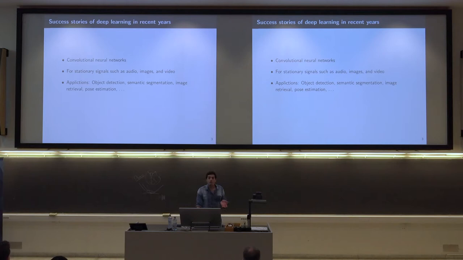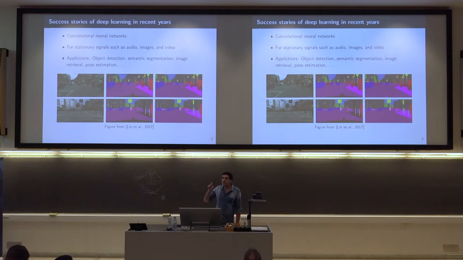So there have been many successful applications, such as object detection. So when you have to find an object in an image, segmentation. Here's an example where you have to segment out each individual object in an image. Could be image retrieval, where you're given an image and have to find in the database similar ones, pose estimation, etc. There's many of them.